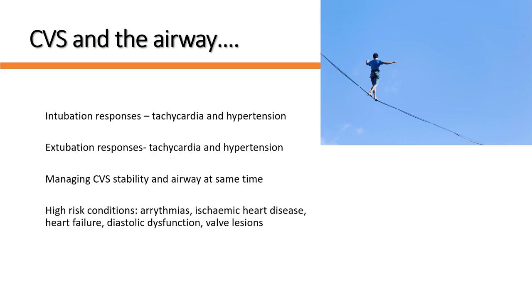Another condition that is quite sensitive to our airway management is that of pulmonary hypertension, and in moderate to severe pulmonary hypertension, we have to avoid hypoxemia and we have to avoid hypercapnia. Otherwise, that can precipitate worsening pulmonary hypertension and acute right heart failure. So that is a condition that we have to be very mindful of while we're managing the airway.